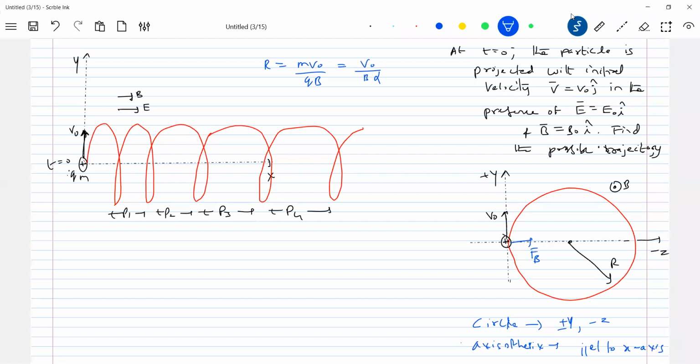So what about the time period of revolution? Will it be constant? Will it describe uniform circular motion in the YZ plane? No, non-uniform circular motion. Time taken to complete the revolution will be different in different cases, no? So at t equals 0, it is projected. Then after some time, after every one revolution it is going to come in.